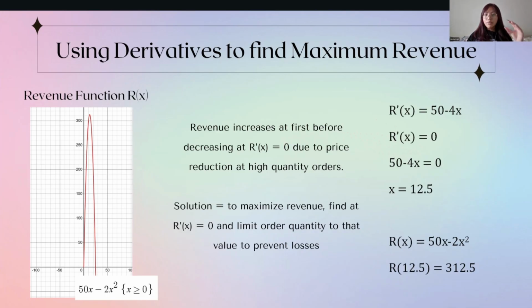Marginal revenue is equal to 50 minus 4x, as mentioned before, and we set it to 0 in order to find how much x is needed to find that maximum revenue. Now, if we solve it, we can see that x is equal to 12.5. If we substitute this x back into the original revenue function, we can see how much revenue we can get at maximum, which is $312.5.